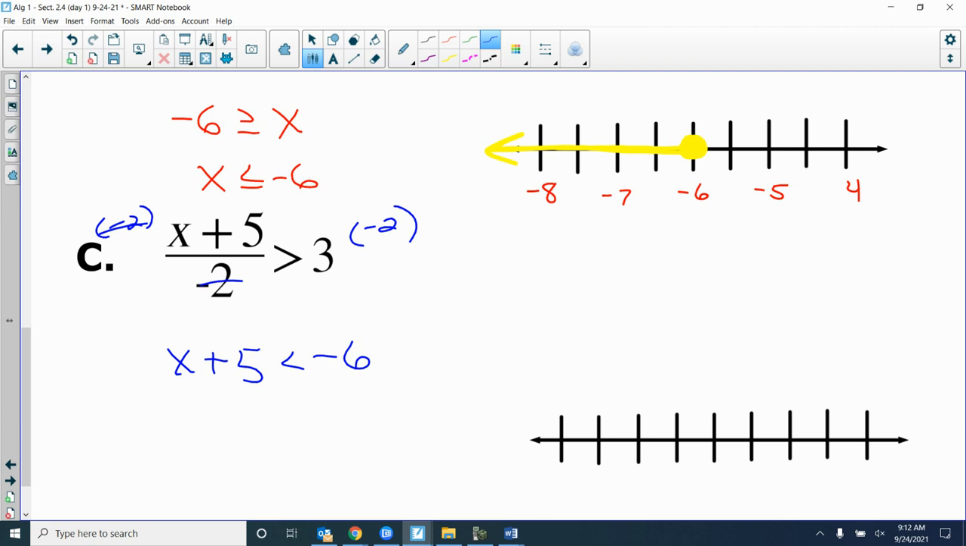And so when I multiply by -2, now I got x plus 5 is less than -6. I subtract 5, which is not dividing, so I do not mess with the sign. It becomes x is less than -11. All right, I'm going to skip the graph on this one for time. We graphed the first two. Hopefully we're okay on that. All right, let's go down below.